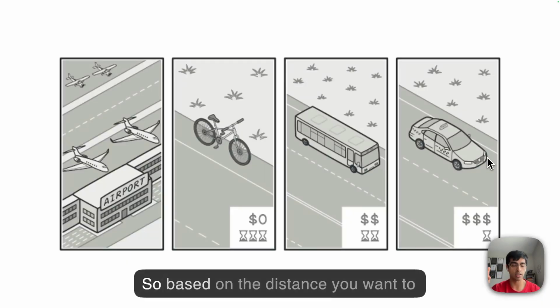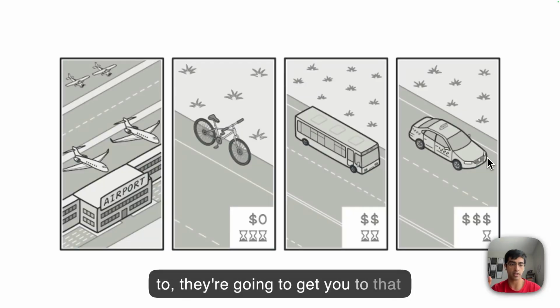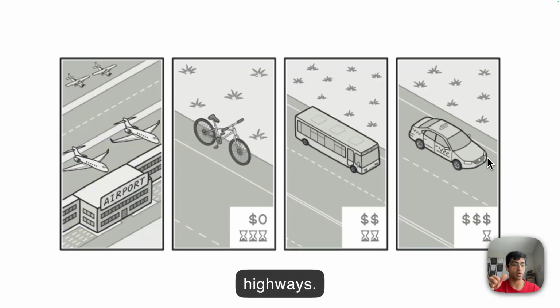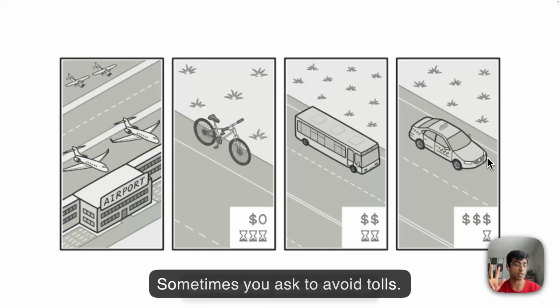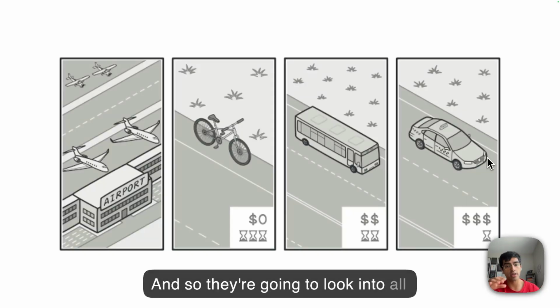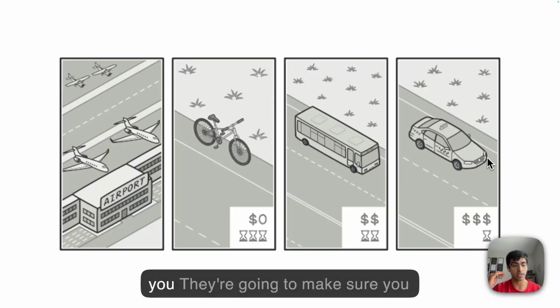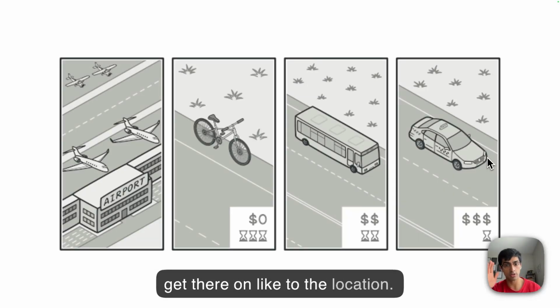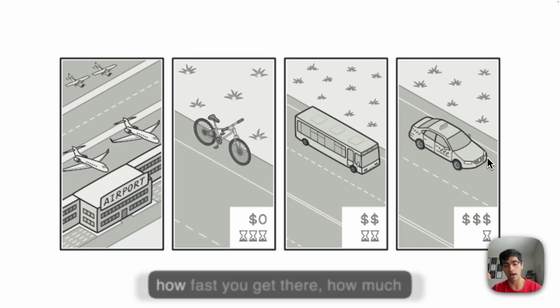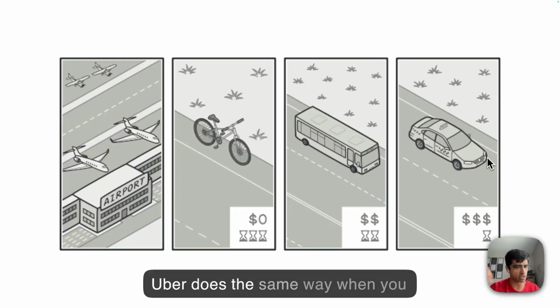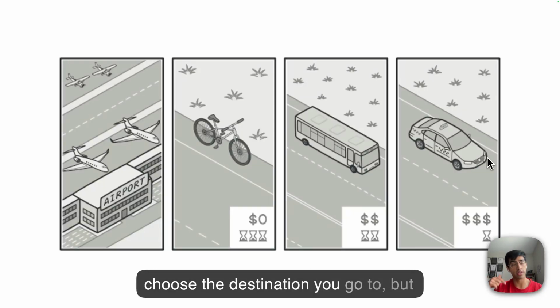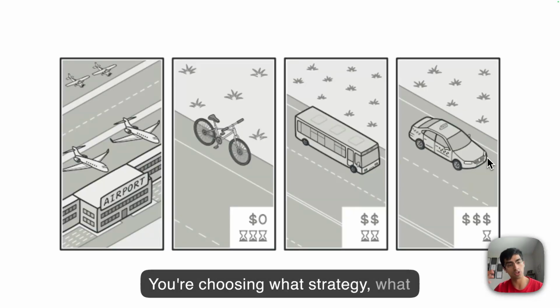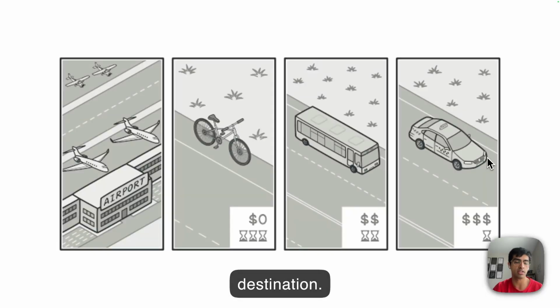So Google actually does this. Based on the location you want to go to, they're going to get you to that location. But sometimes you ask to avoid highways. Sometimes you ask to avoid tolls. Sometimes you ask to be eco-friendly. And so they're going to look into all these different methods, but they're going to make sure you get to the location. It's going to make a difference in how fast you get there, and how much money you have to spend to get there based on gas or whatever it may be. Uber works the same way. When you choose the destination you go to, but then choose the type of car you want, that is a strategy. You're choosing what strategy, what type of car, you want to use to get to the final destination.